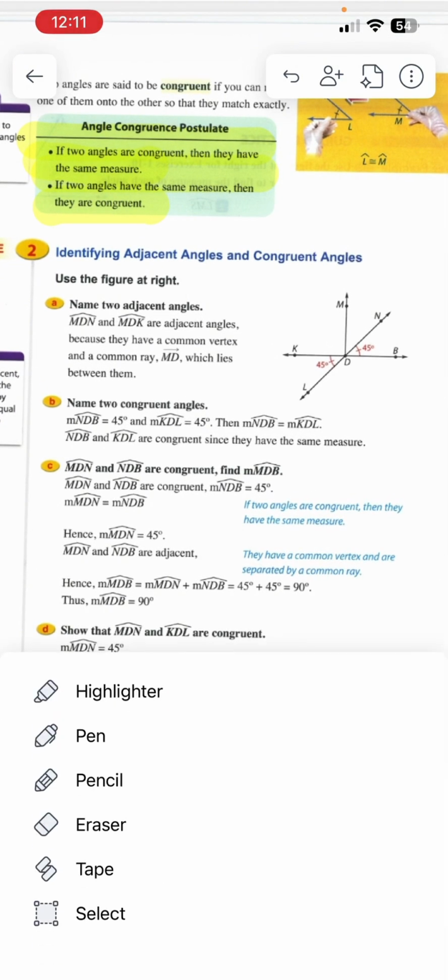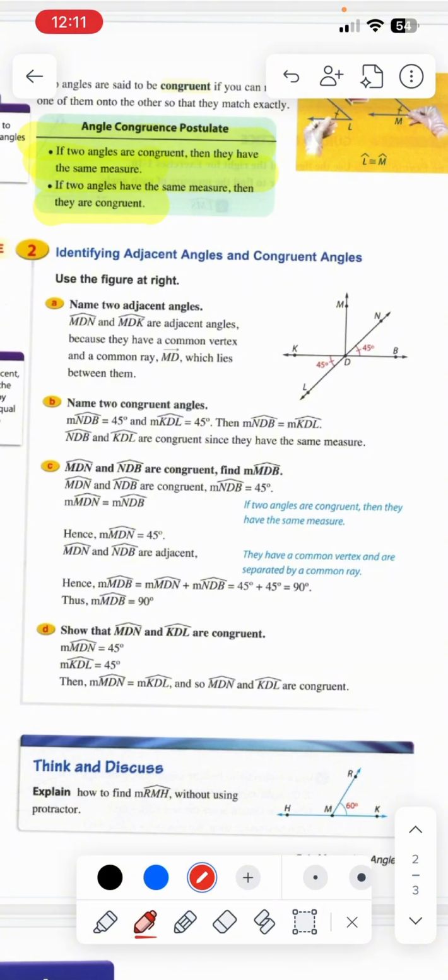Now, in example 2, what is important in this chapter? The figure is really important. Look at the figure. What do I have? Line LN, line KB, and a straight line MD that will cut line KB. Okay, let's look at what angle is given. Angle NDB is given, and angle KDL is given. They are both 45 degrees.